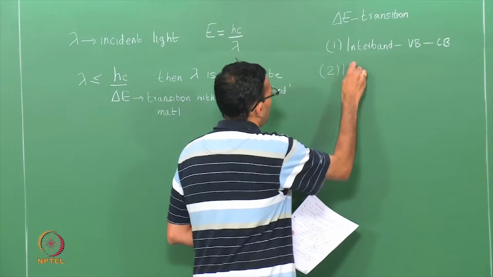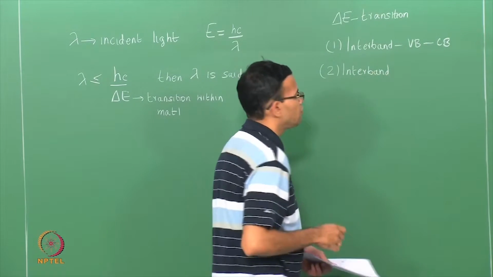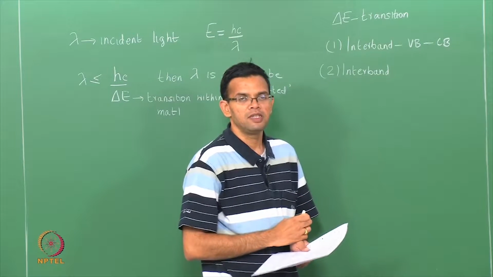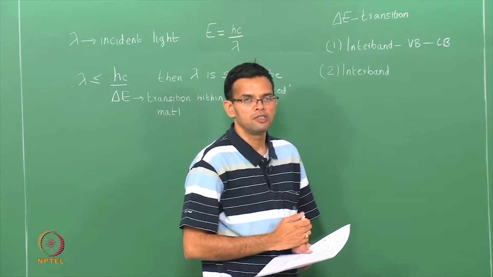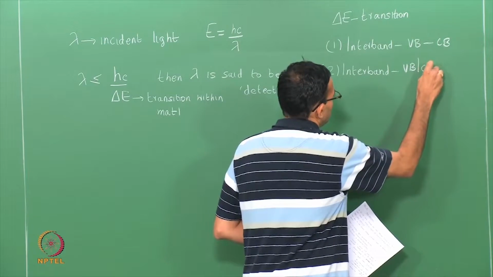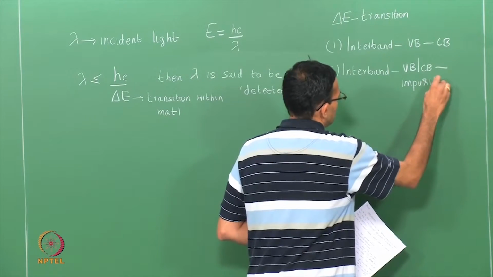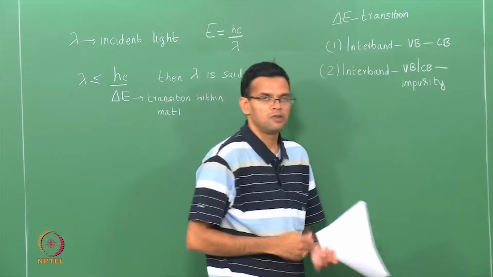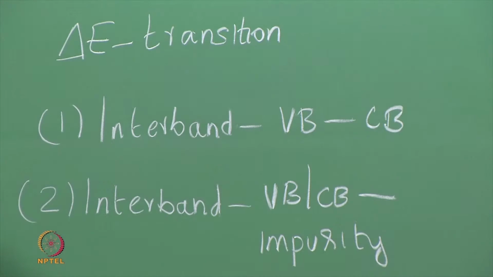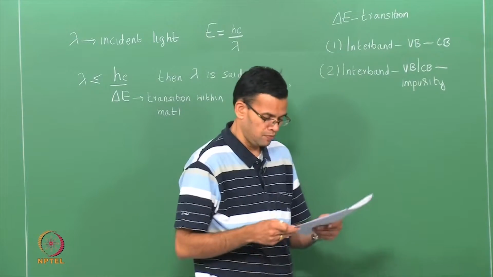You could also have a transition, but instead of going from the valence band to the conduction band, you could have impurity levels within your band gap. So, your transition is from either the valence band or the conduction band to some impurity level. Typically if you dope a material so that it generates impurity levels in the band gap, then these kinds of transitions are possible.